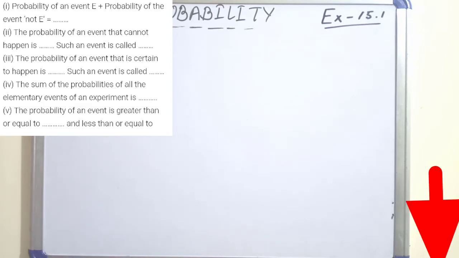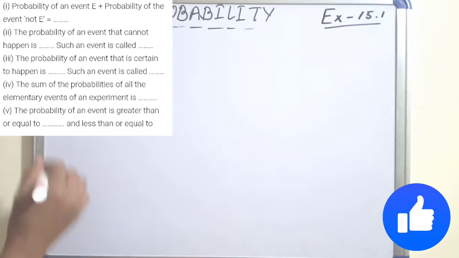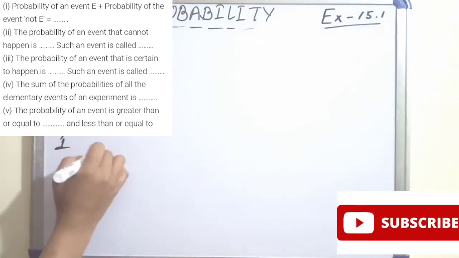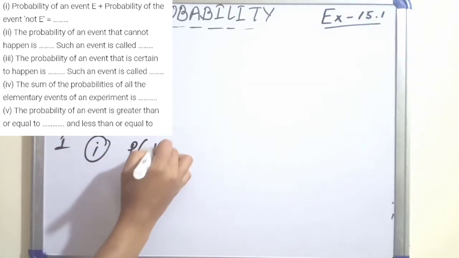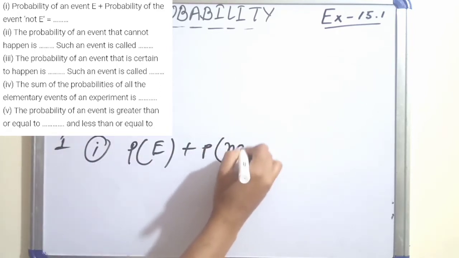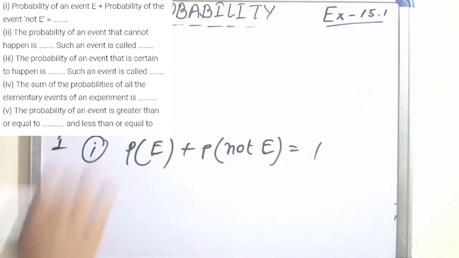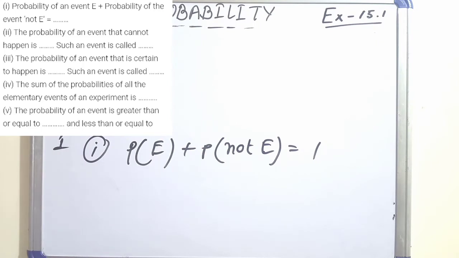So at first, question number 1: the probability of an event E plus the probability of the event not E is equal to 1. Again, I would suggest you please watch the introductory video, otherwise you will not understand anything. Probability of E plus probability of not E is equal to 1.